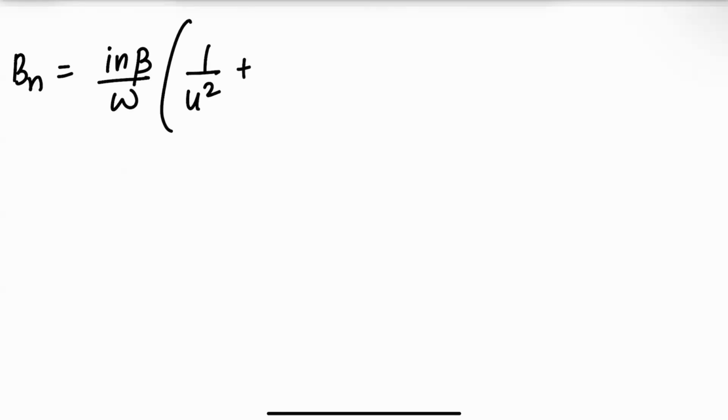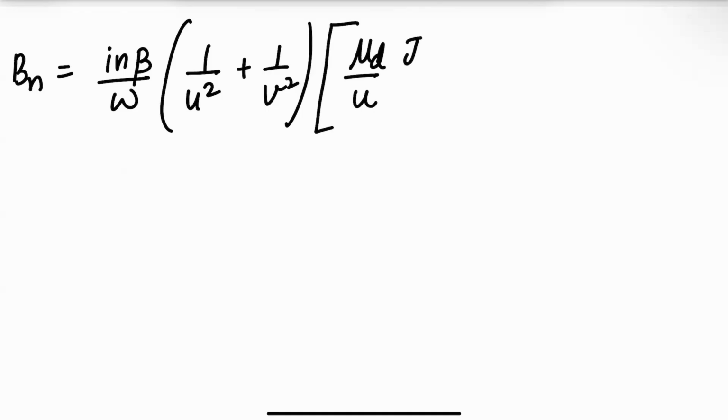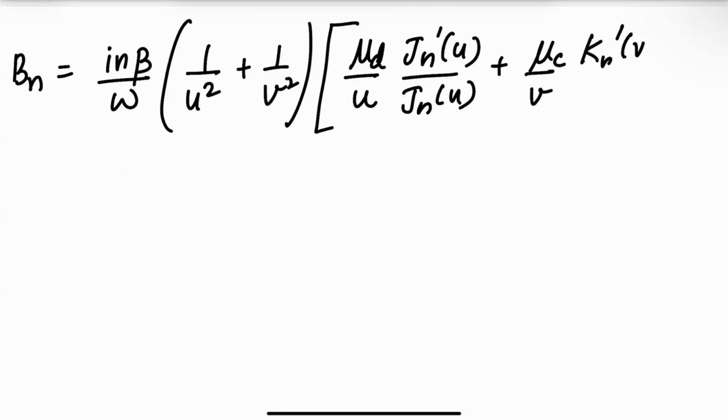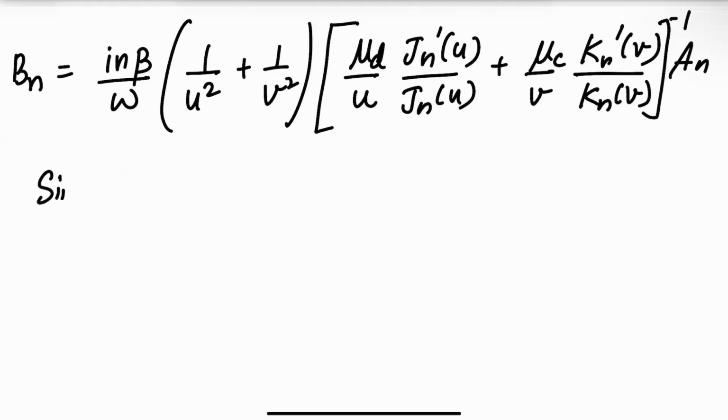So you end up with Bn equal to i n beta over omega times 1 over u squared plus 1 over v squared, times mu d over u Jn prime u over Jn of u plus mu c over v Kn prime v over Kn of v, inverse An.